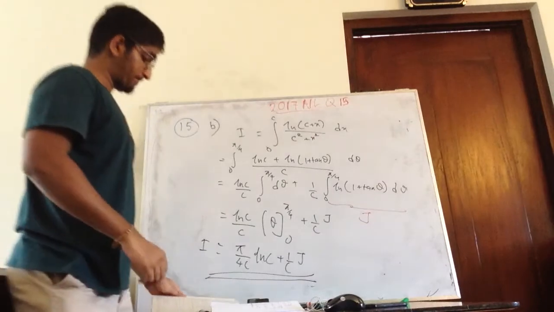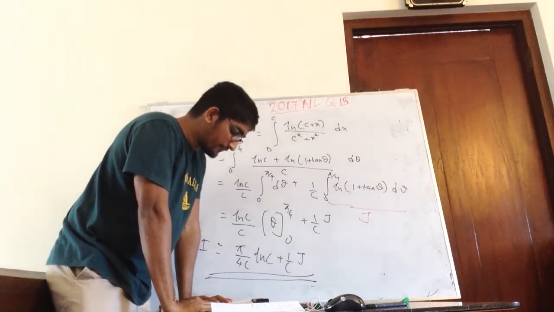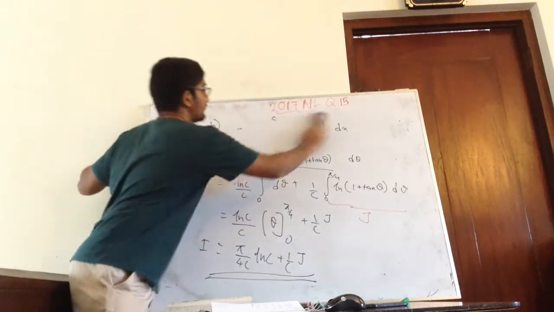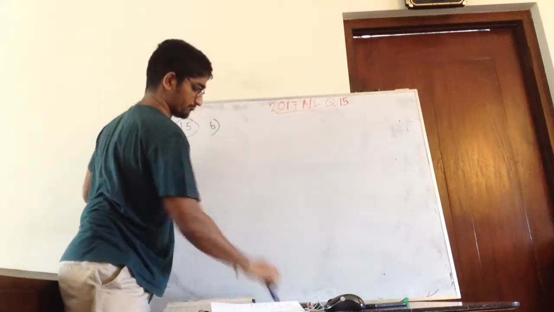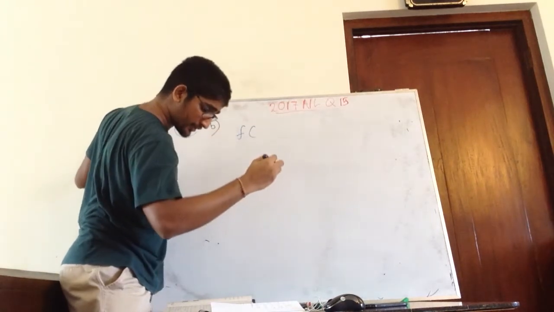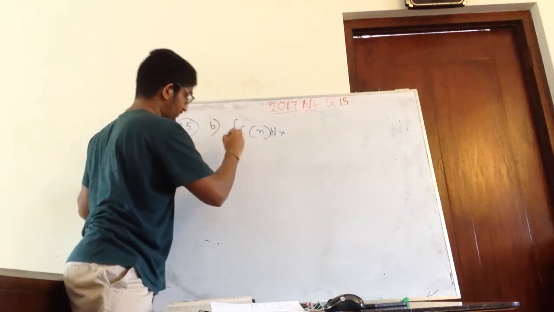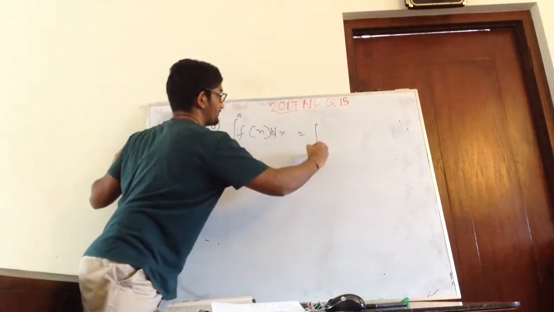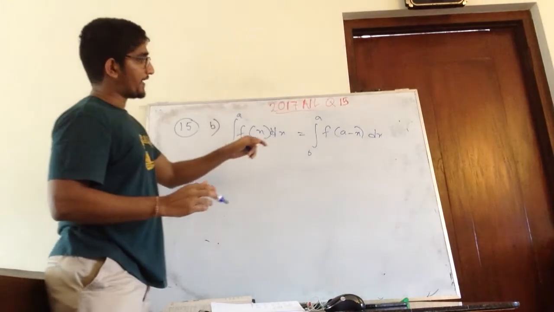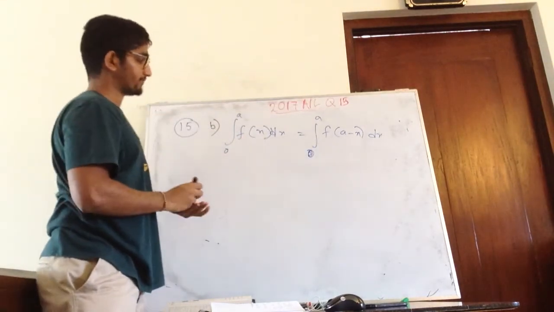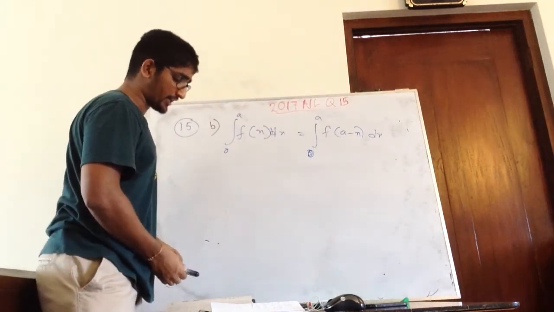Right, so then what are they asking? Then they are saying using the formula, of integration from 0 to a of f(x) dx equals integration from 0 to a of f(a minus x) dx. So they are telling us to use this formula to find j. Okay. So let's see what we can do here.